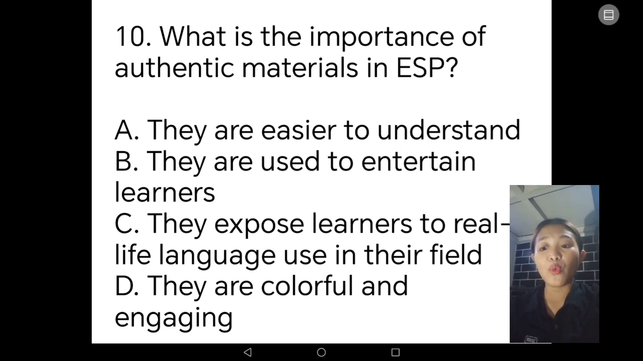Number 10. What is the importance of authentic materials in English for specific purposes? A. They are easier to understand. B. They are used to entertain learners. C. They expose learners to real-life language use in the field. D. They are colorful and engaging.